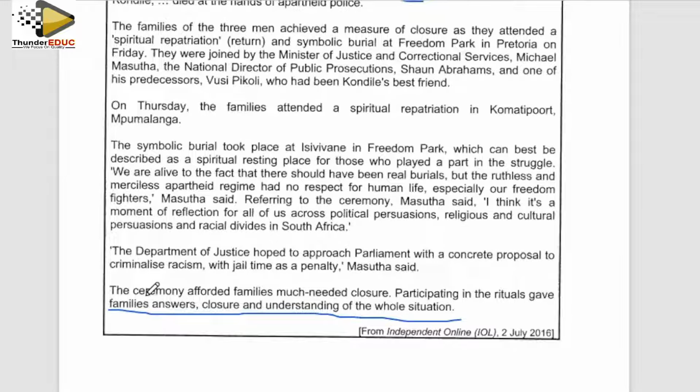If you're getting closure, it means you are now in a position to be able to forgive because you have understood the whole situation. Someone was murdered. Yes, we accept that we can no longer replace him. He is dead already. Then we accept it. We get closure. We get answers and we forgive. But however, in the first source, in source 2B, Kondile's mother Charity completely refused to forgive. So it's differing.